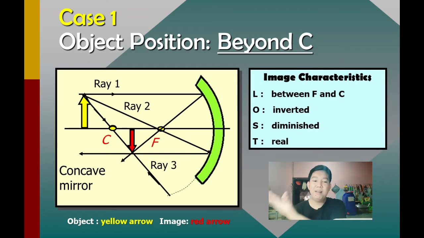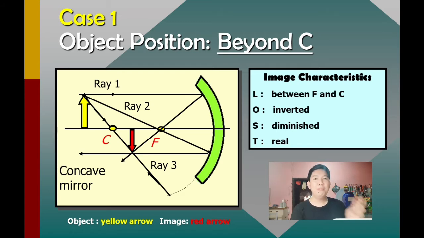With this case number 1, wherein the object is positioned beyond C. Kung mapapansin nyo, ang object natin ay inilagay lagpas ng C. That one, the yellow arrow. So the image characteristics in terms of its LOST, location, orientation, size, and type. For the location, that is located between F and C for the red arrow. That means that is the image. The orientation that we have is inverted. Kung mapapansin nyo, nakabaligtad siya with respect to the object. The size is diminished, lumiit kumpara sa object, and the type is real image.